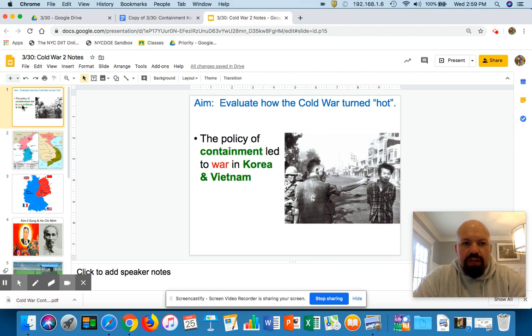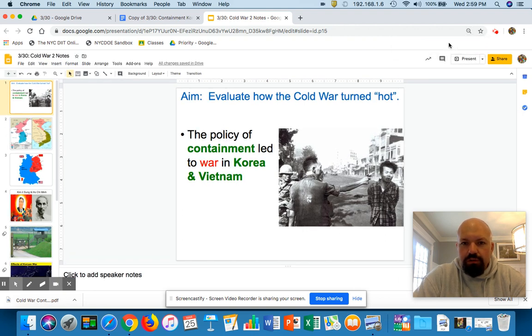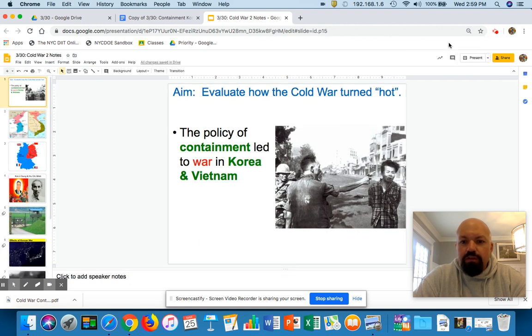So where we left off last week was with the policy of containment after World War II. So you have the Soviet Union and the United States kind of butting heads. The US was giving billions of dollars to countries to not be communist through the Marshall Plan. And the Truman Doctrine was a document done by President Truman that said the US was going to contain communism at all costs. We were not going to let it spread.